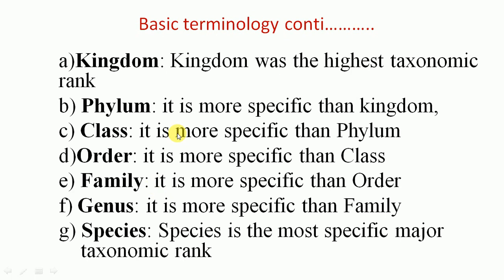Then what is the kingdom? Kingdom is the highest taxonomic rank. Then phylum is more specific than kingdom. Class is more specific than phylum. Order is again more specific than class. Family is more specific than order. Genus is more specific than family. And species is the most specific major taxonomic rank. That means specificity increases from domain to species.